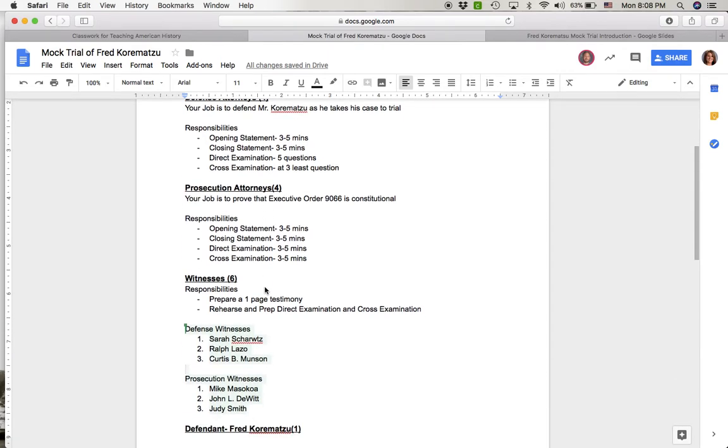Now, we're going to go down to the prosecution attorneys. There'll be 4 to 5 people for that as well. It says your job is to prove that Executive Order 9066 is constitutional. You are trying to show that this executive order was constitutional in the first place. The government had every right to do this, and Fred Korematsu broke the law, and it was a constitutional law. This is going to be the same requirements as the other one.